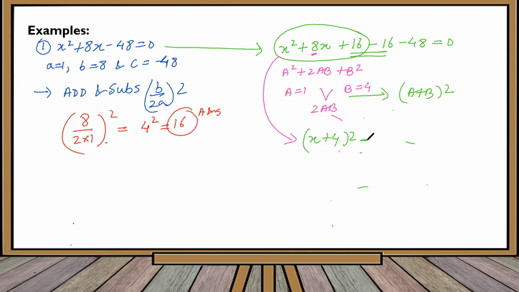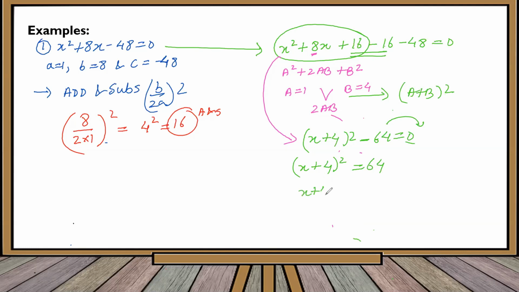Minus 16 minus 48. So minus 16 minus 48 will become 48 plus 10, 58, 58 plus 6, 64. Minus 64 equal to 0. Now let us transpose this to the other side. So this is x plus 4 whole square equal to 64, right? Now if you see, we have a square on the RHS. So let us take square root from both sides.